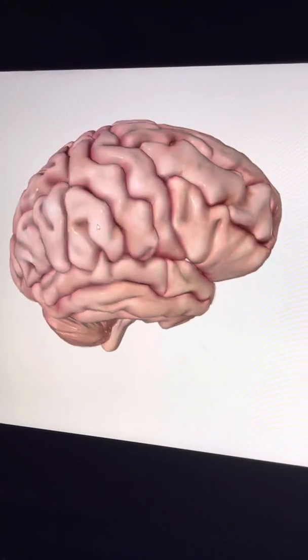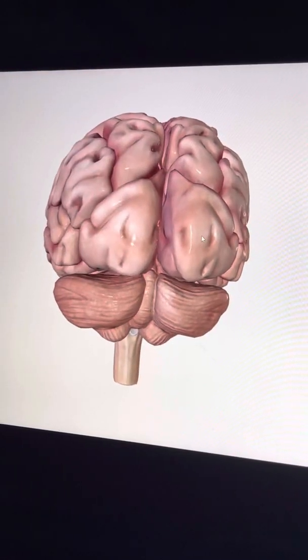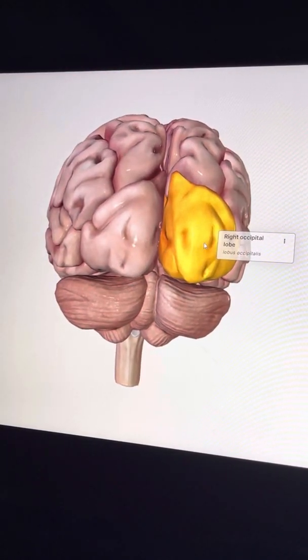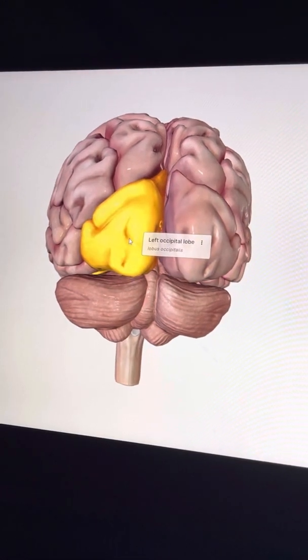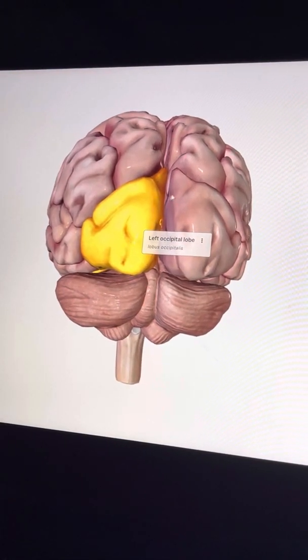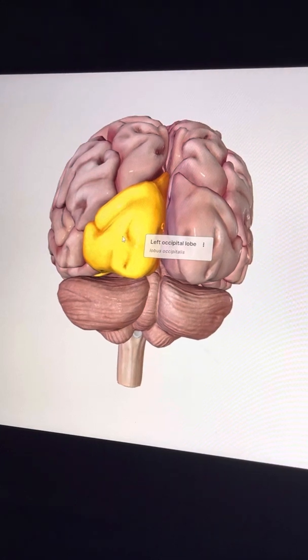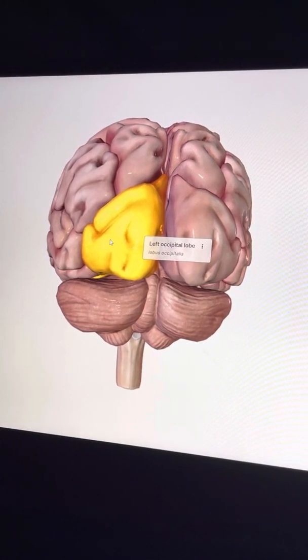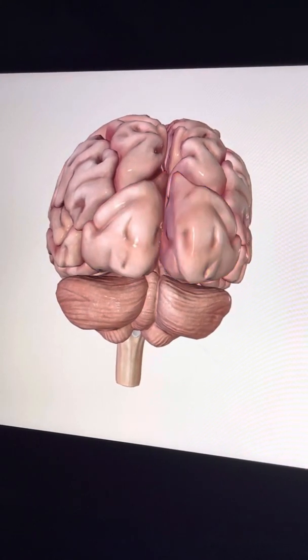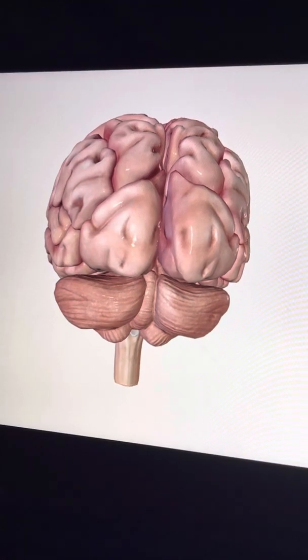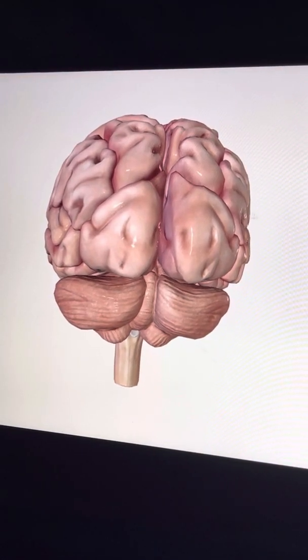Now let's go ahead and take a look at the occipital lobes. They're going to be right here. There's right and left. Again, these guys are bilateral, and they are responsible for the visual interpretation of the brain. They are what enables you to see. From there, we're going to go on to the temporal lobes.